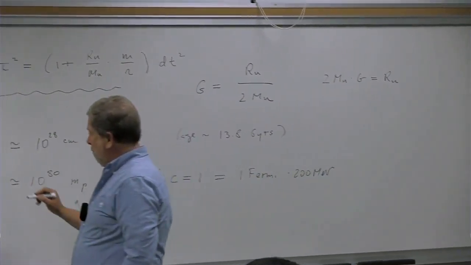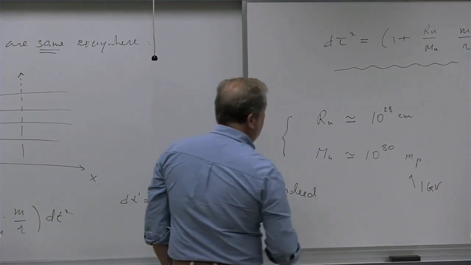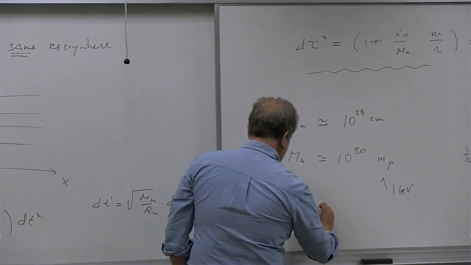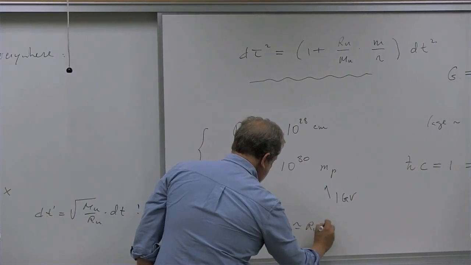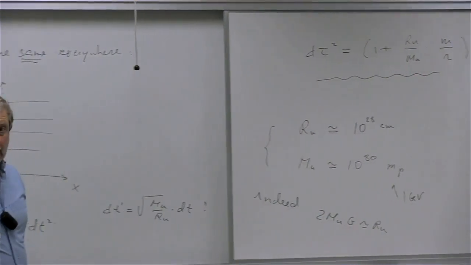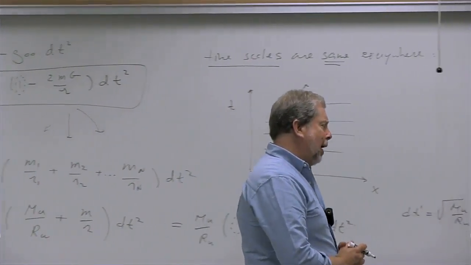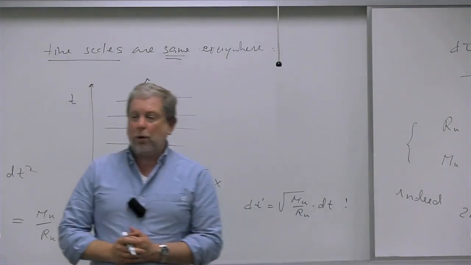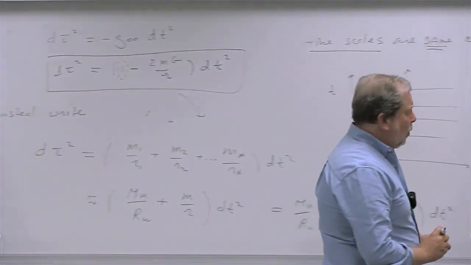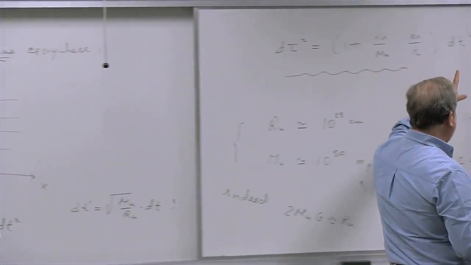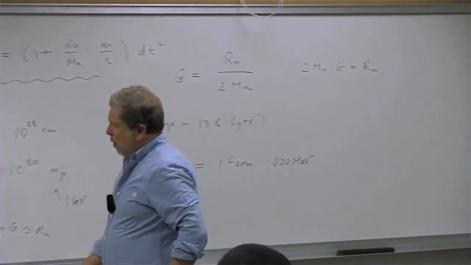You find that in fact, indeed, 2 mu times g is approximately the same as Ru. So there is, in fact, this numerical coincidence between Newton's constant and the size of the visible universe and the mass of the visible universe. And so the argument that you get from here is in fact consistent with this other numerical coincidence.